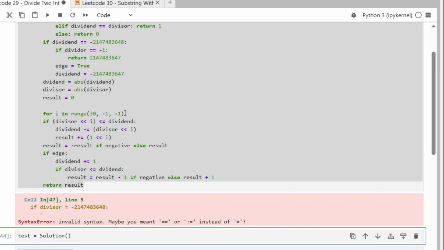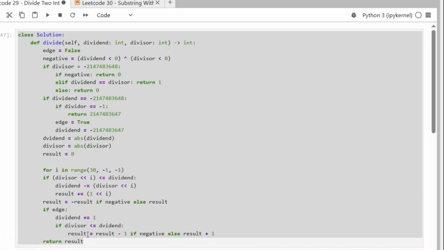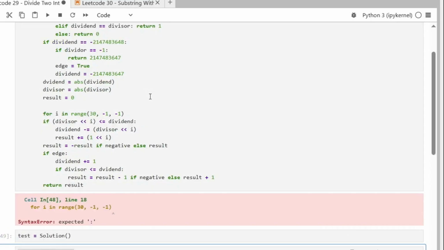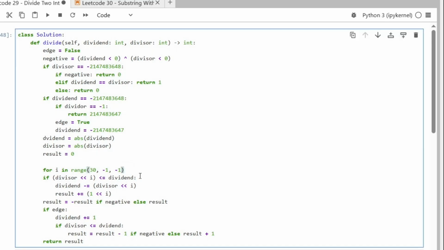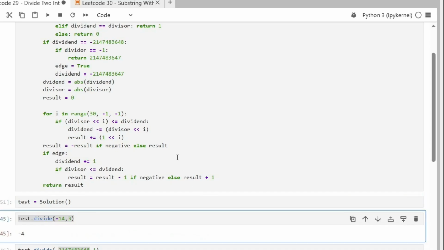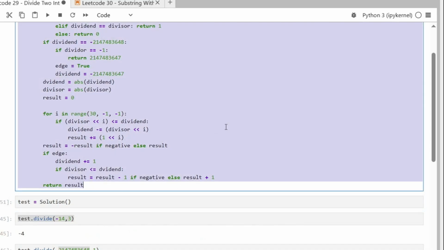Let me see if there's any error, yeah, there's an error here. If divisor, where is it? If divisor, okay, here, that's a problem. So let me inspect it here, for I in range, and we need to give the correct indentation here. Okay, let me test it again. It looks fine. Let me copy this code and go to the Leetcode website and test it there.